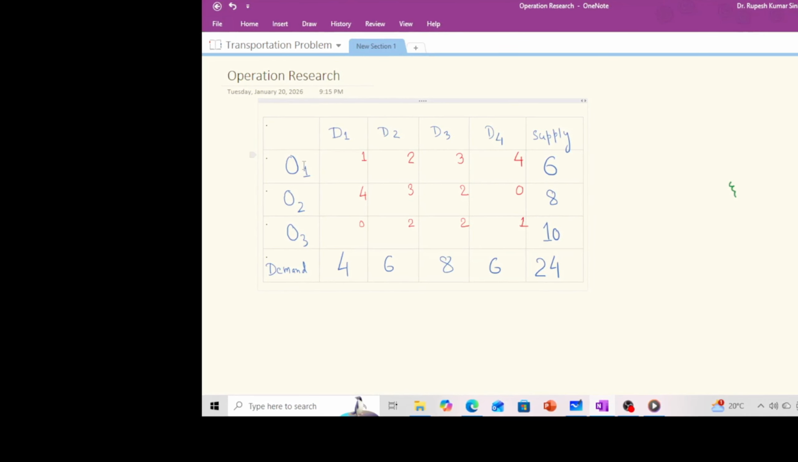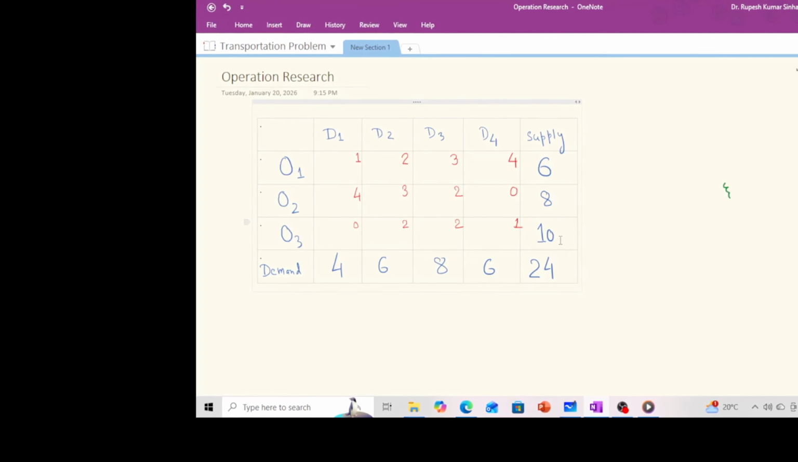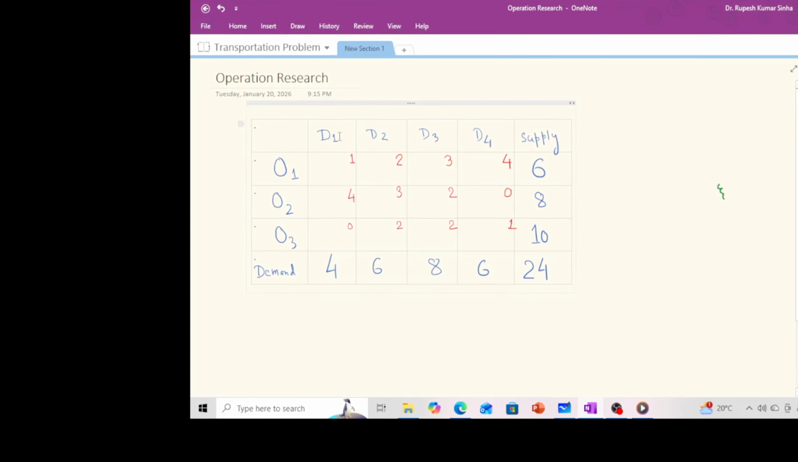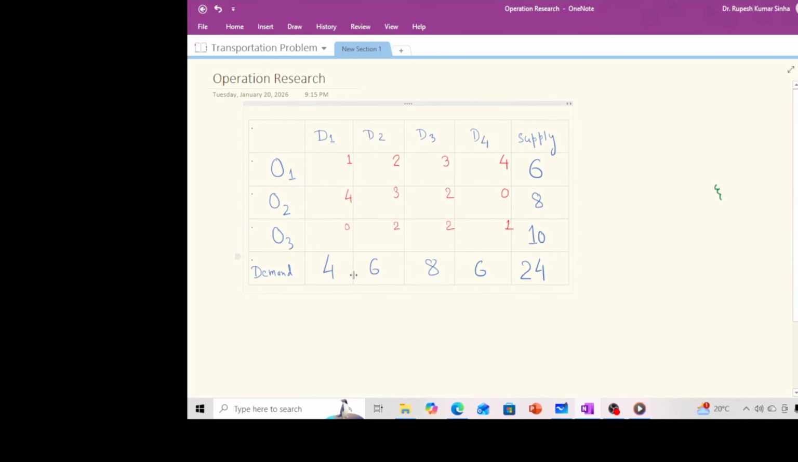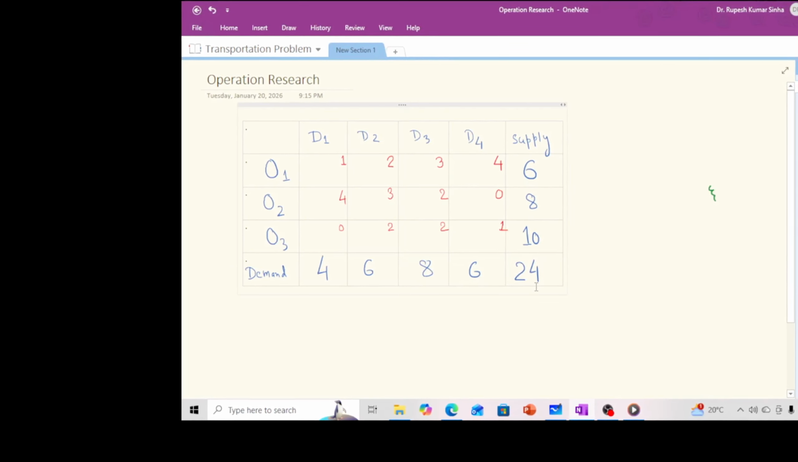The supplies from origins 1, 2 and 3 are 6, 8 and 10 respectively, whereas the demands at these four destinations are 4, 6, 8 and 6.